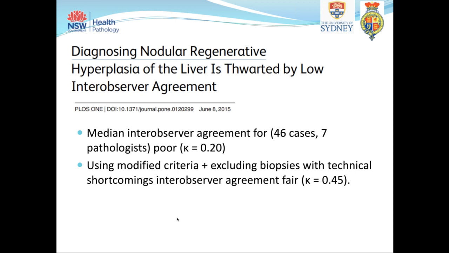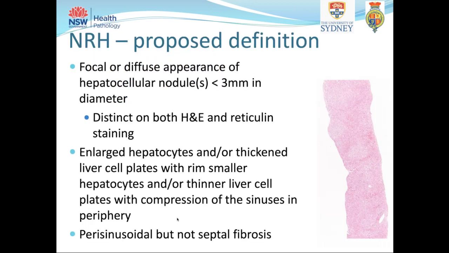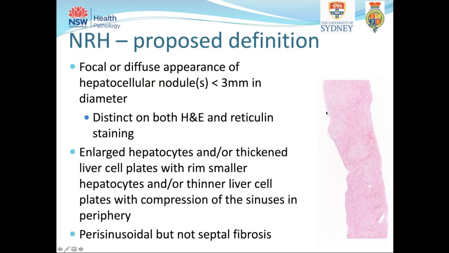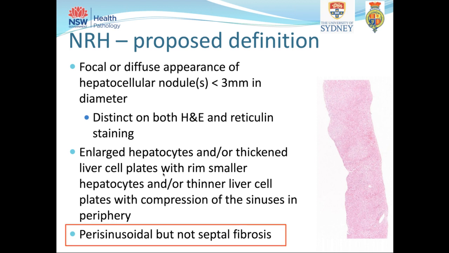This study looking at inter-observer variability, not surprisingly, found it to be quite poor, but using some modified criteria, which I'll show you on the next slide, and excluding suboptimal biopsies, they did get to fair agreement. So their proposed definition, which I think is quite reasonable, is that you should see these small nodules of the liver both on H&E and reticulin staining, with this pattern of enlarged hepatocytes with a rim of smaller hepatocytes or thinner or atrophic liver plates and compression of the sinuses at the periphery. I think what's really important to take home from this case is that you should have perisinusoidal but not septal fibrosis.